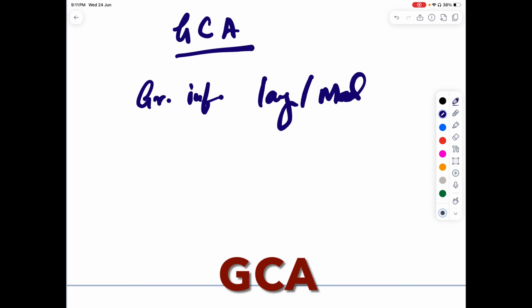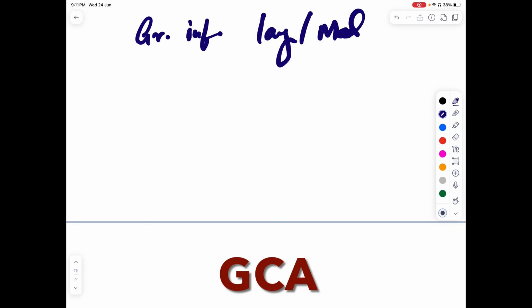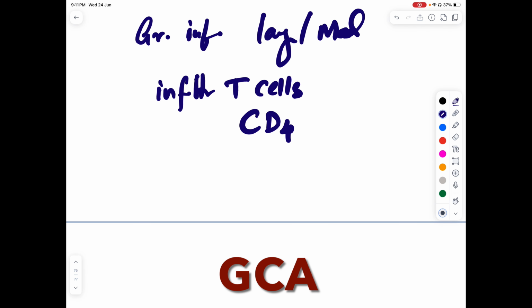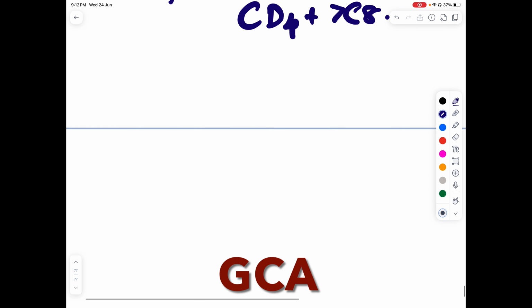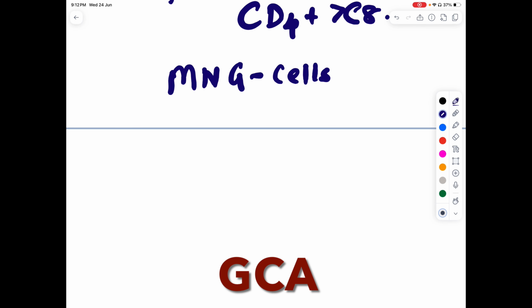Pathology of giant cell arteritis: it is granulomatous inflammation, infiltration of T cells. So see what the count is: CD4 plus is more than CD8, and macrophages, multinucleated giant cells. So this is the basic pathology.